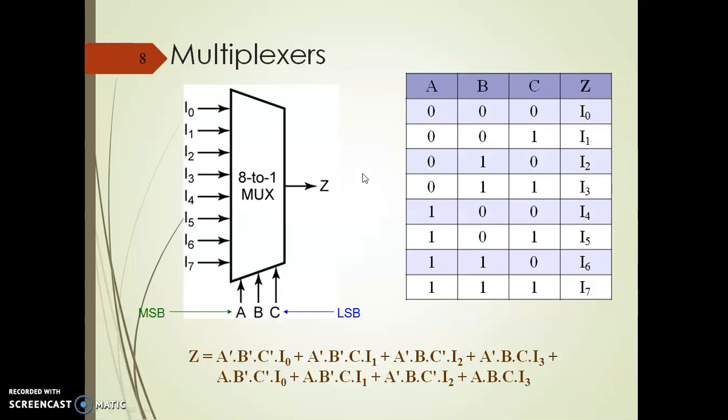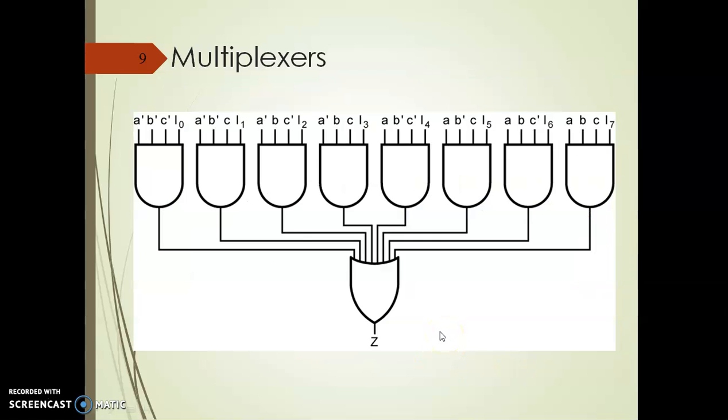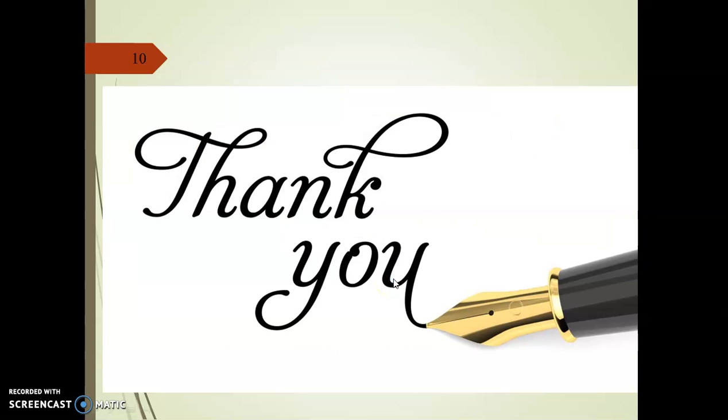Another example is an 8 to 1 multiplexer. Same concept, 2 raised to 3 is equal to 8. So 8 input lines will be considered as input lines, and a particular input line will be selected on the basis of the control input lines. This is a truth table, which shows which particular input line will be selected. This is the logic diagram for the 8 to 1 multiplexer. So I hope the concept of multiplexer is clear.